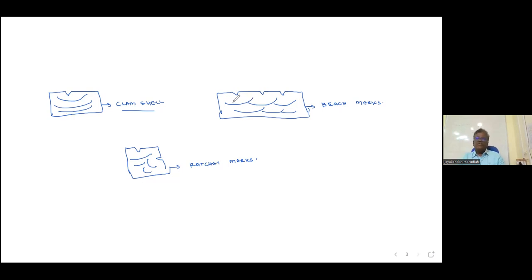But if you have multiple fluctuations, we call it a beach mark. Beach mark means the lines will be formed like a seashore. If it is in different directions, this is called ratchet marks. So when there are such marks on the fractured surface, if we see this type of mark, then we can say it is due to fatigue failure.